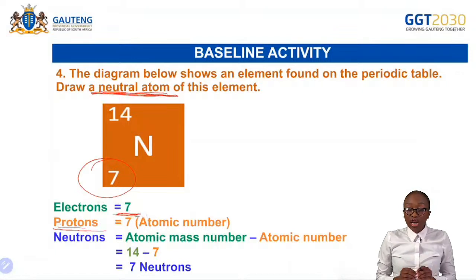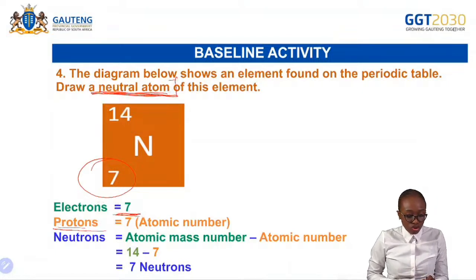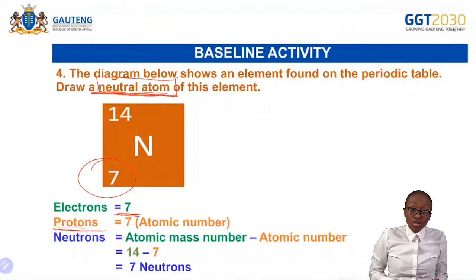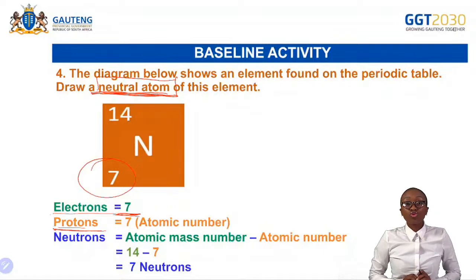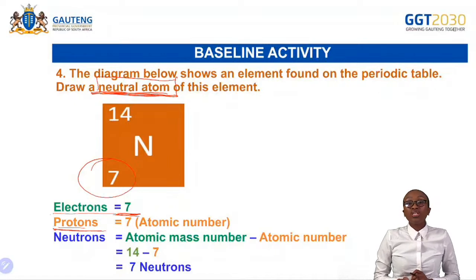Right, so in a neutral atom, you need to read carefully, the number of protons is equal to the number of electrons. So we know that an atom of this element in a neutral state will have 7 protons and 7 electrons. Now to draw the atom, we need more information. We need to know how many neutrons this particular atom has.